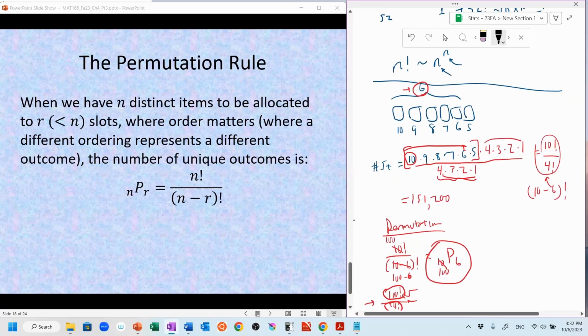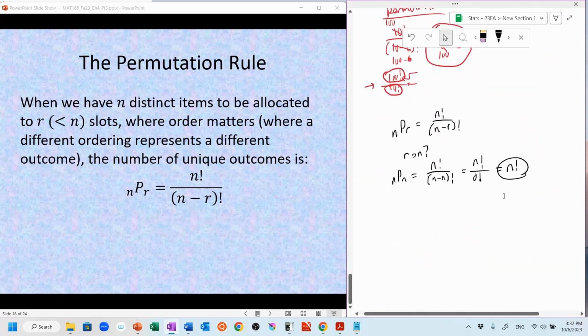If we have n items to be allocated to n slots, that's just the regular traveling salesman problem. That's just our factorial rule. So we actually see that our factorial rule is a special case of the permutation rule, where r equals n, or the permutation rule is a generalization of the factorial rule, where we have fewer slots than number of items. And we can really just wrap the factorial rule into the permutation rule if we wanted to. We could just say allocated to r less than or equal to n slots, and then the factorial rule just becomes part of the permutation rule, as a special case of it.